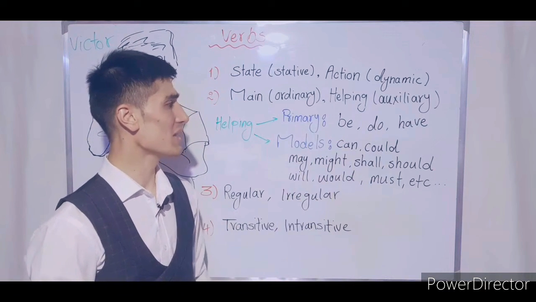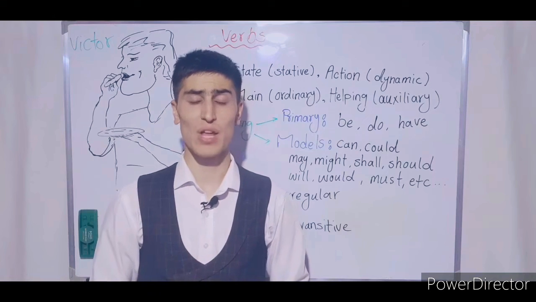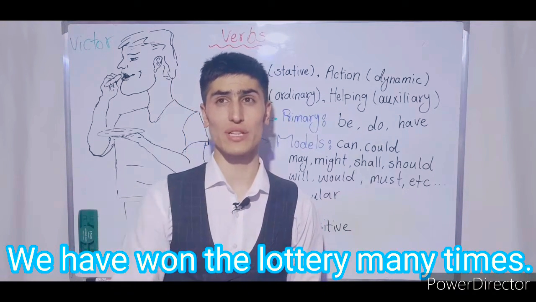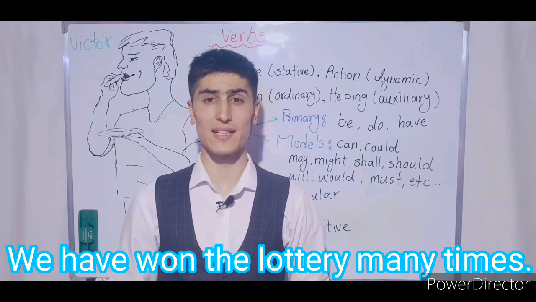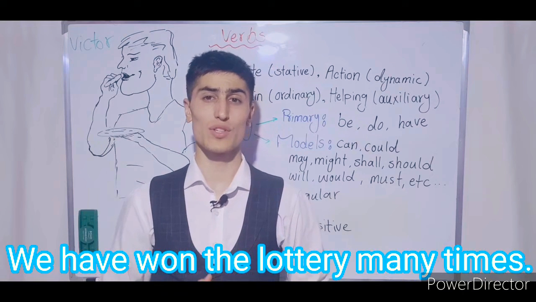So let's have an example about have here as an auxiliary verb. If I make an example: we have won the lottery many times. So in this example, you can see that the main verb of the sentence is won, which is used in the third form.